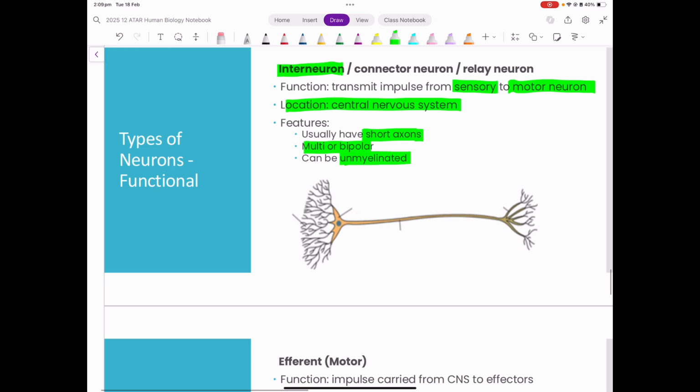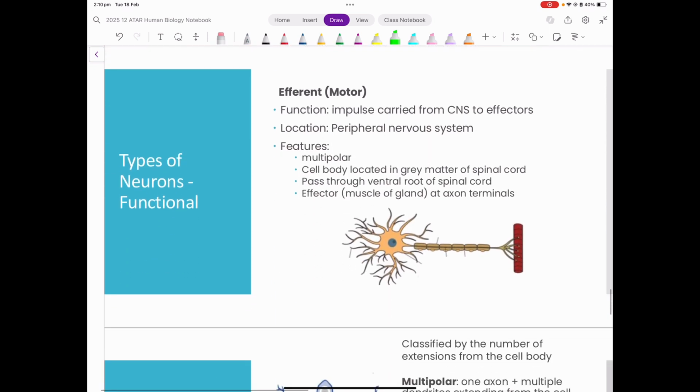The final type that we're going to look at is down here. It is the efferent or the motor neuron, and in efferent or motor neurons, they travel from those interneurons that we just looked at, and they travel to an effector. Now, an effector, as we mentioned earlier, can be either a muscle or it can be a gland. Now, as these are found outside of the central nervous system, they are going to be found in the peripheral nervous system. Generally speaking, they are always multipolar in structure.